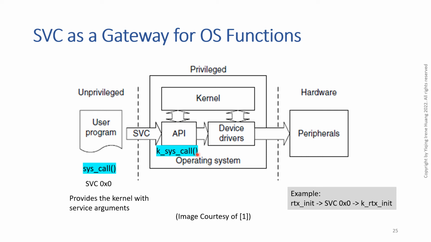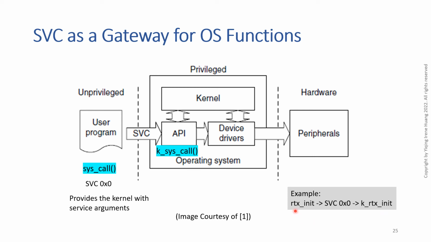So when you read the manual, we give you the description from the user level, but the actual work is done at the kernel level by a corresponding kernel level function called k underscore something. So for example, if I call rtx_init from the user program, then this function will trigger an SVC 0 exception, and then eventually it will bring the code to the corresponding kernel function called k_rtx_init.